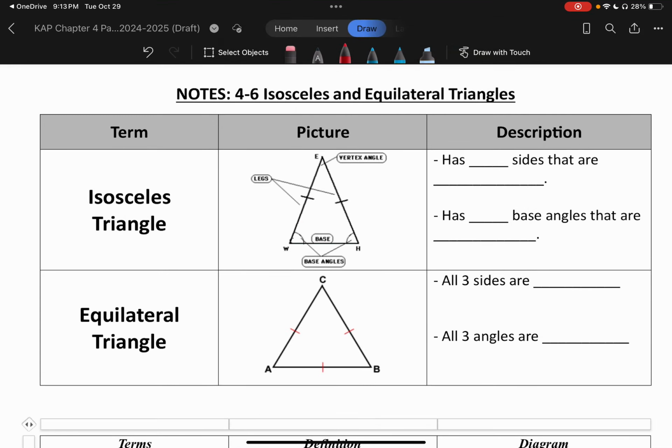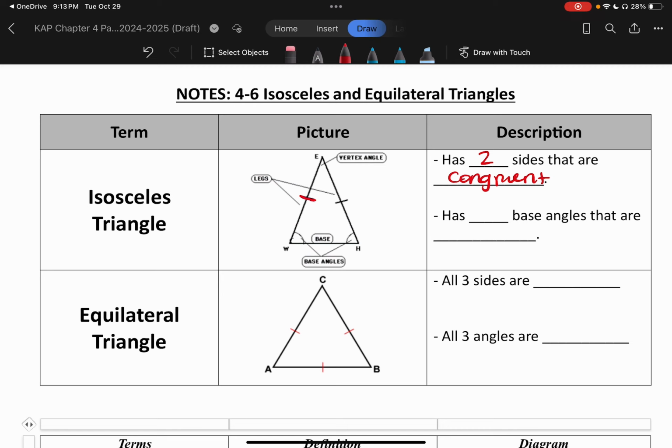All right, so today's notes are going to cover 4-6, which is going over isosceles and equilateral triangles. We'll go through this first section kind of quickly since we've already talked about isosceles and equilateral triangles. So first we're looking at isosceles triangles. Please remember that an isosceles triangle is going to have two sides that are congruent.